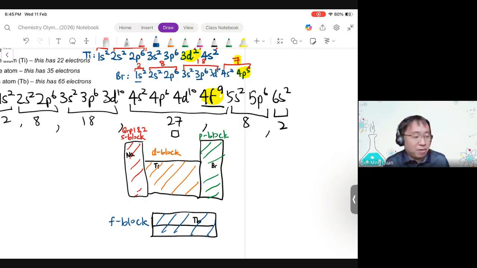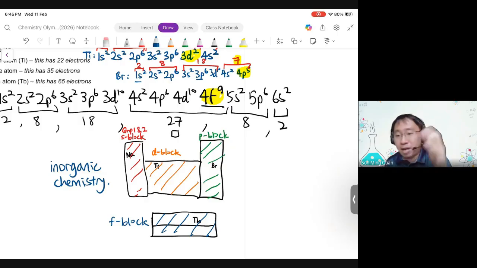That kind of chemistry, by the way, SPDF block, the periodic table of elements, to study every single element, is the field of chemistry called inorganic chemistry. So in inorganic chemistry, we study all the elements except carbon. Because carbon is so important, carbon has its own family called organic chemistry. So organic chemistry is carbon-related chemistry. Everything else other than carbon in the periodic table falls under inorganic chemistry.